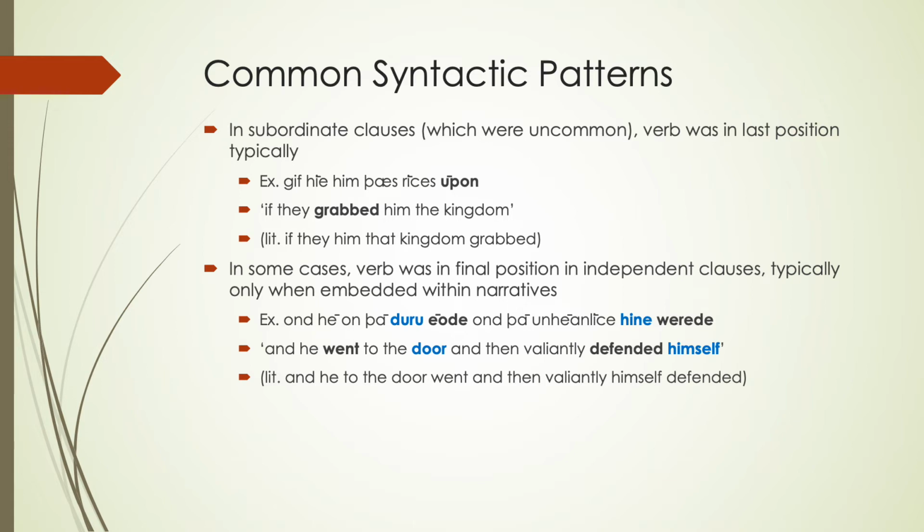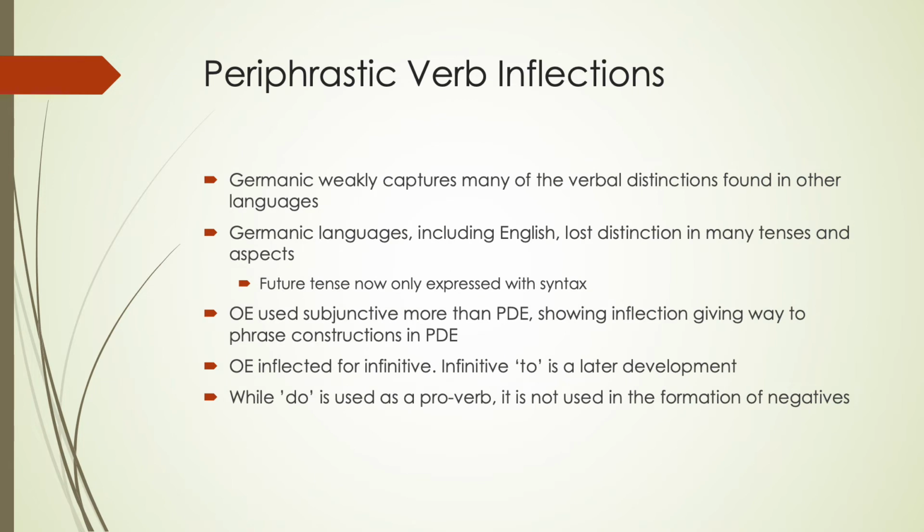Some other things that start happening in Germanic languages early on that we see continuing and becoming more prominent through Old English and continuing in other areas as well is the use of periphrastic verbs. And so the idea that we're using a phrase for a verb rather than just an individual word.